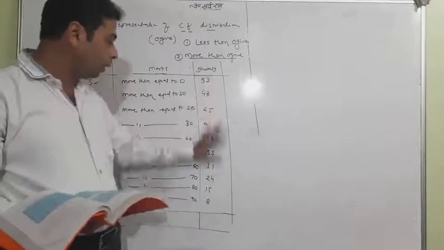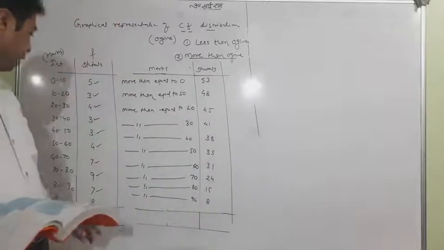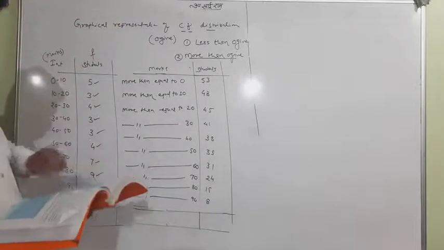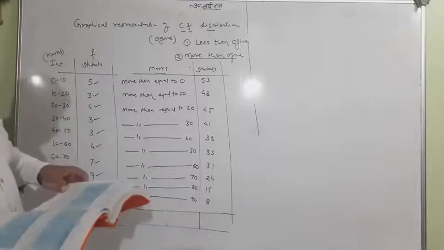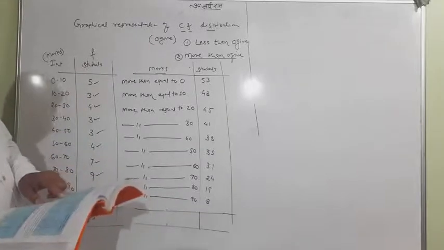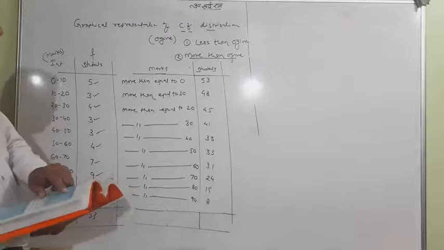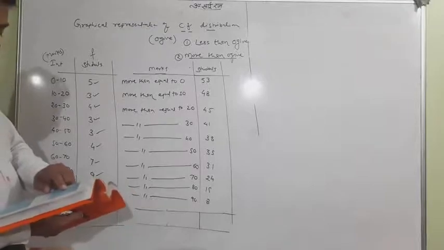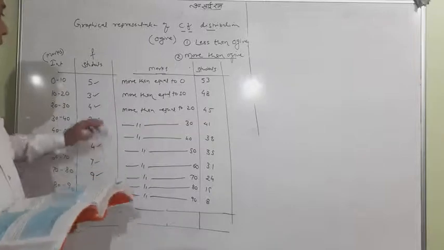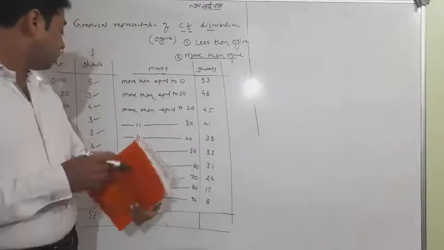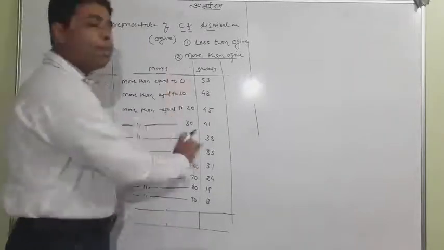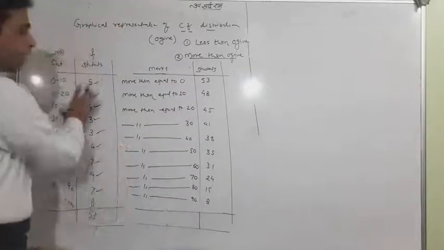Let me check it somewhere. Did I make a mistake or not? Otherwise it's going to be wrong. This is the more than: 53, 48, 45, 41, 38, 35, 31, 24, 15 and 8. Yes. So this is the more than type language we have got from the simple data.